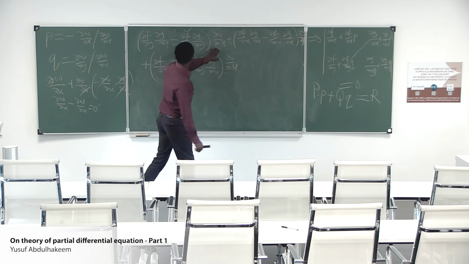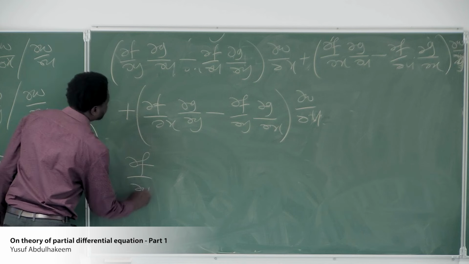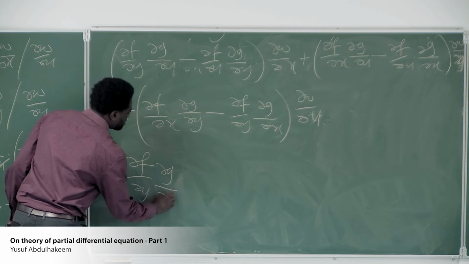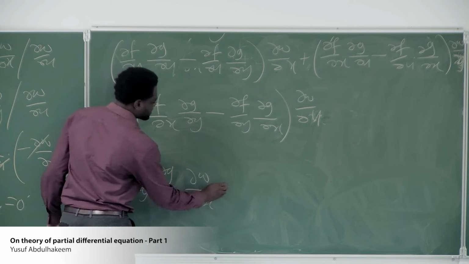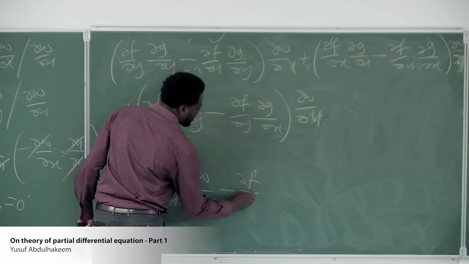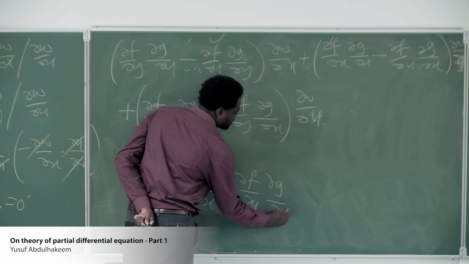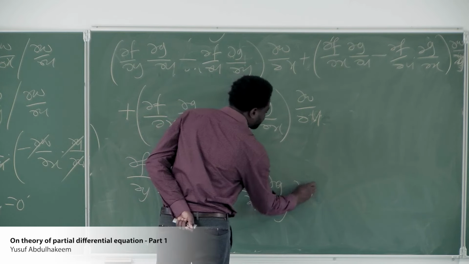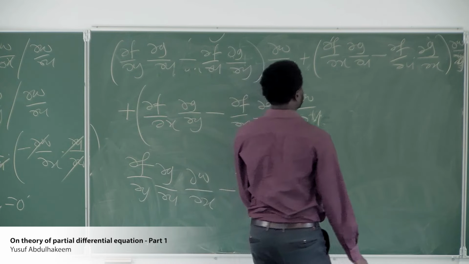This multiplied by this will give us ∂f/∂y ∂g/∂u multiplied by ∂ω/∂x, minus ∂f/∂u, then we have ∂g/∂y, then we have ∂ω/∂x. That is the first expansion.